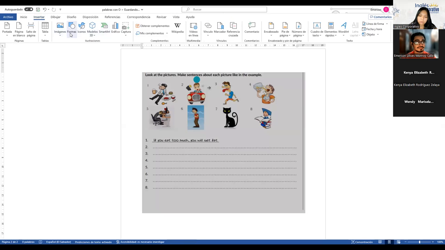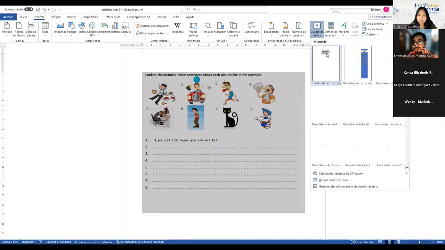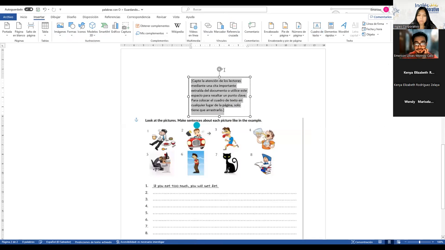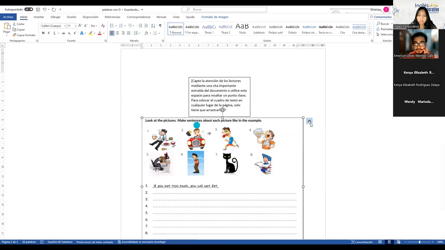The number two, so it's slow. If you drive fast, you will have an accident.